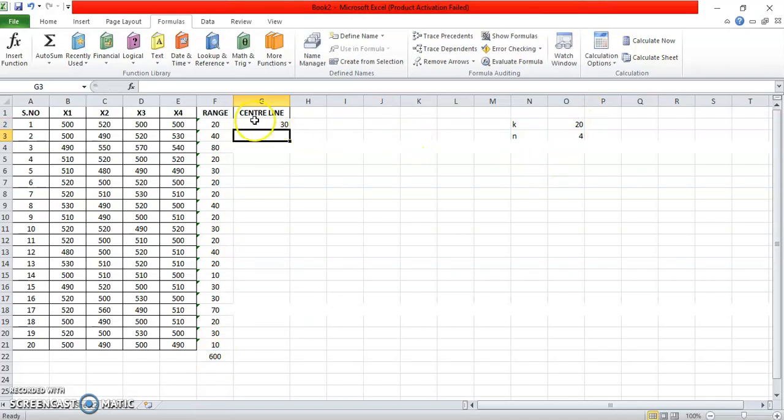So this is my value for the central line, and for the values which are not going to change, we are just going to use the dollar sign. Okay, so this is the value for the central line.